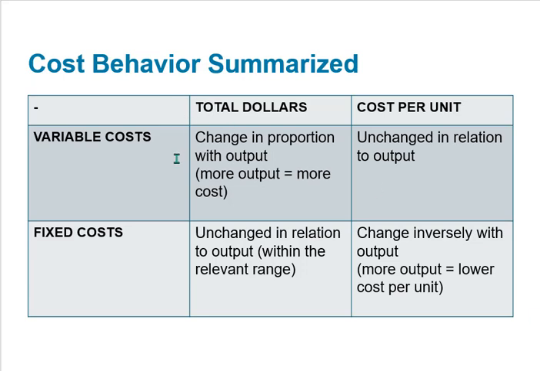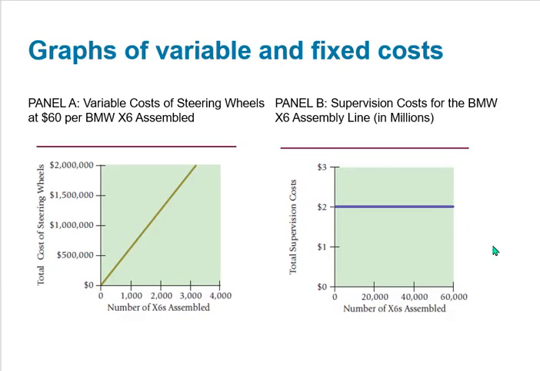Now, cost behavior summarized: here we've got total dollars and then the cost per unit. Variable cost changes in proportion with output, more cost, so you've got a line that goes up like this. Cost per unit is unchanged, that would be flat. Fixed costs, total dollars, unchanged within the relevant range, that stays flat. And cost per unit changes inversely, so it starts out really high and then it goes down low. And these are the graphs. The graphs, I think, are really helpful.